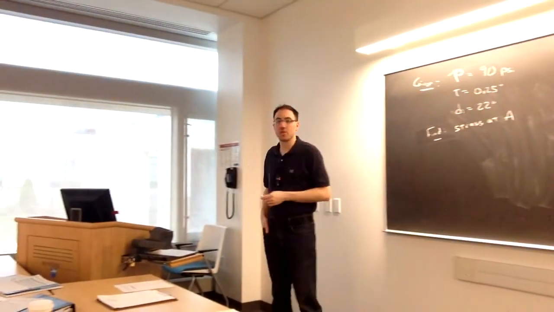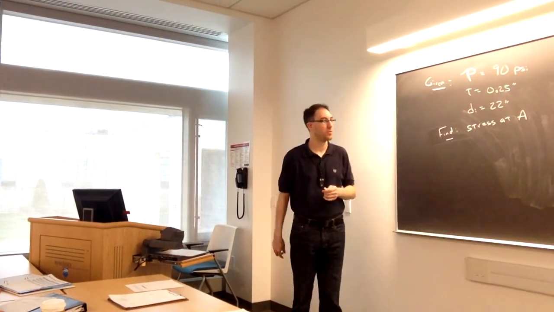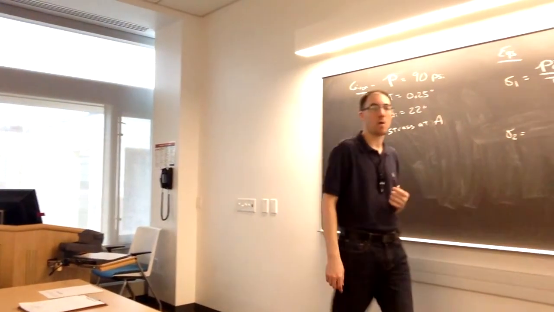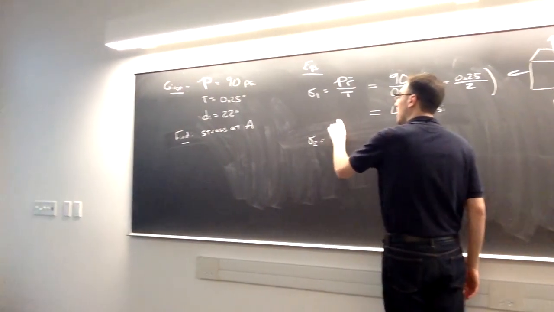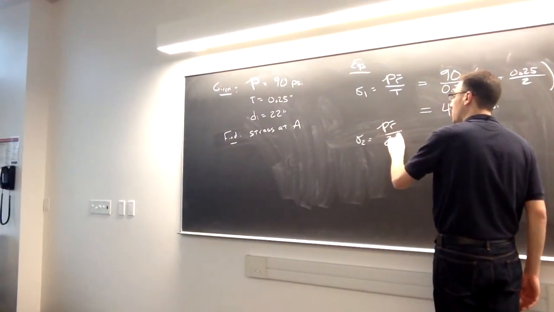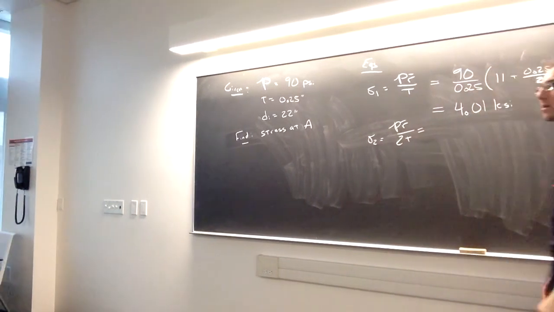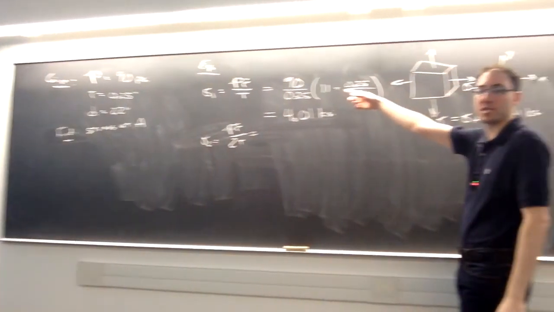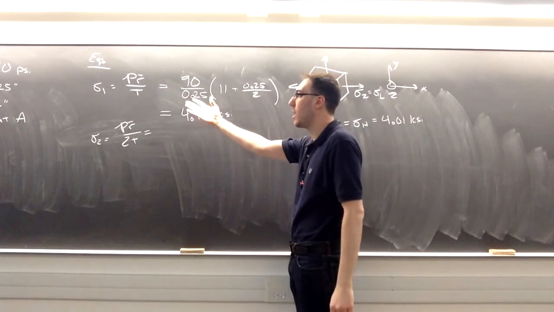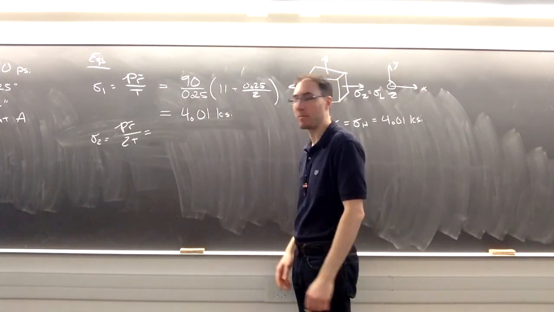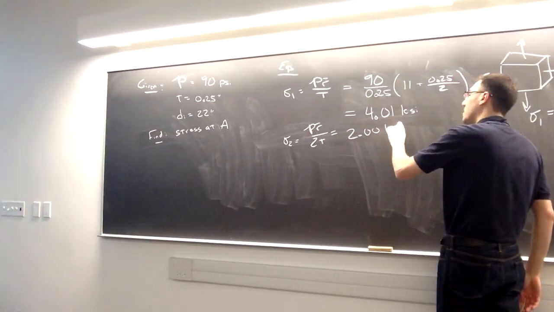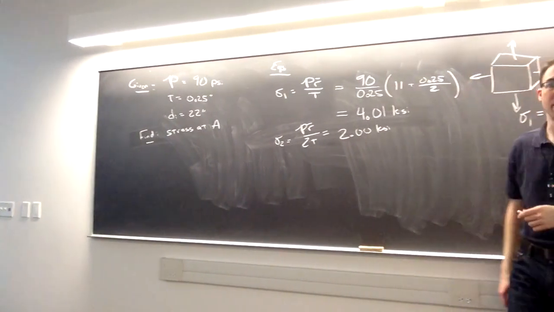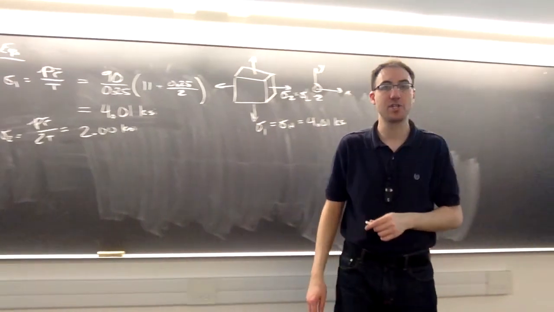And then we can find how much stress is pulling it in the longitudinal direction by using PR over 2T, because the longitudinal stress is half that of the hoop stress. So we could go through and calculate this all again with 2T, but we know it's half as much as sigma 1, so I'm not going to recalculate that. So to 3 digits, the longitudinal stress, we get 2 ksi.